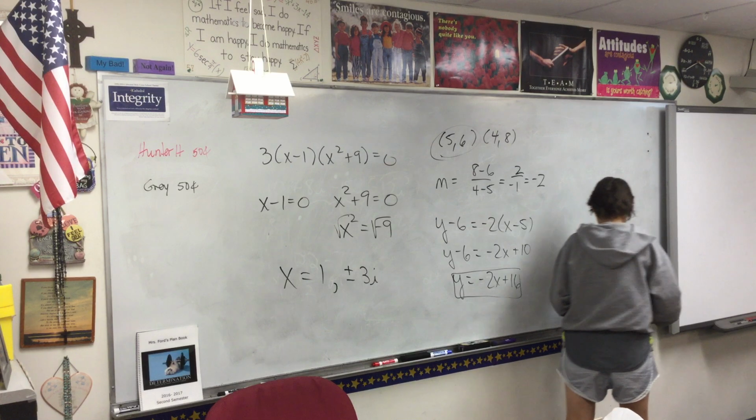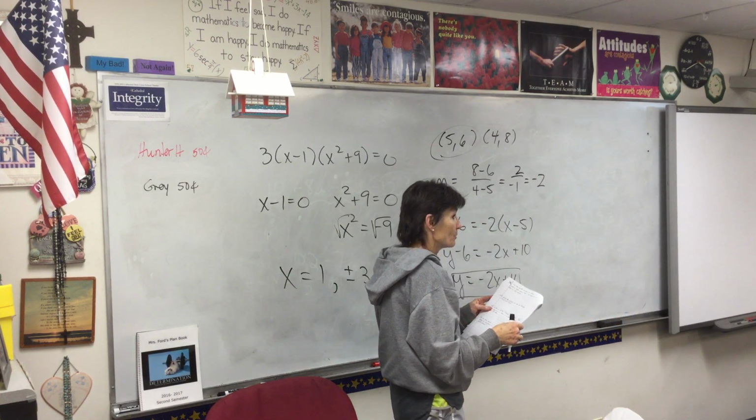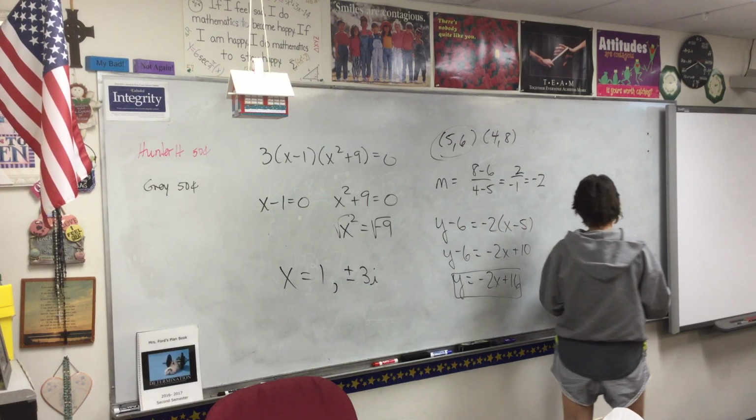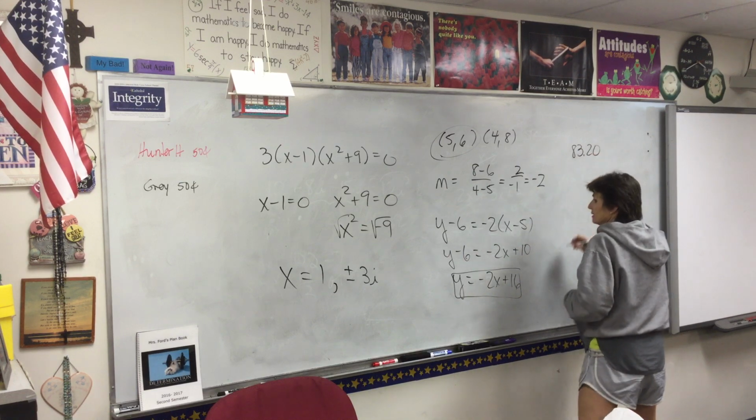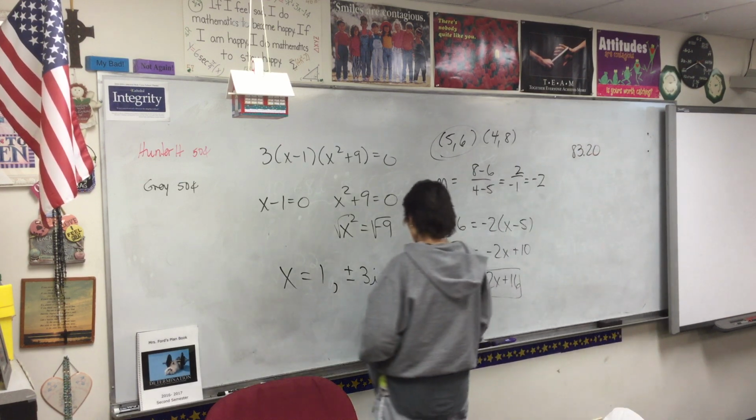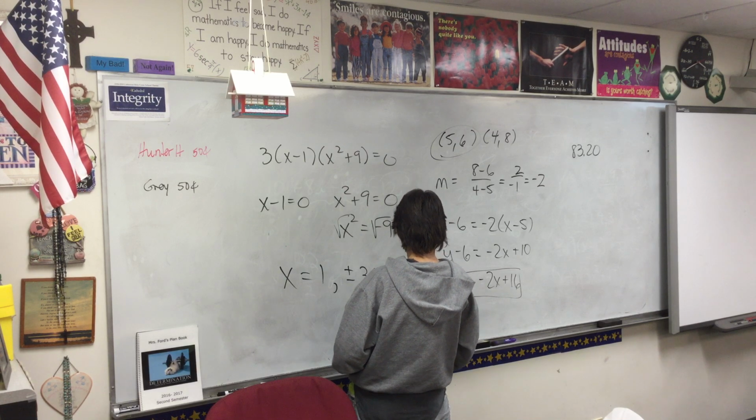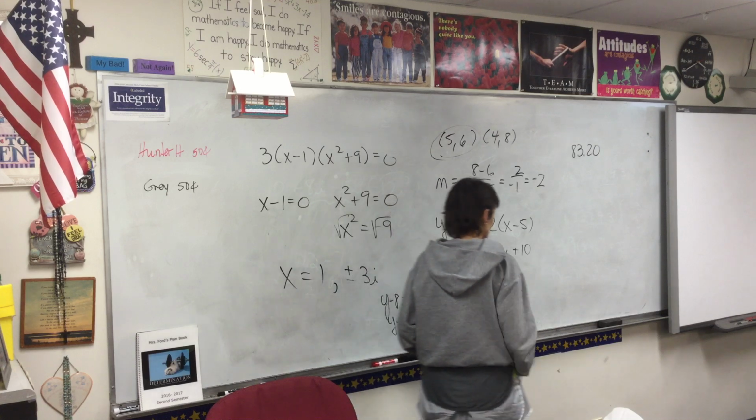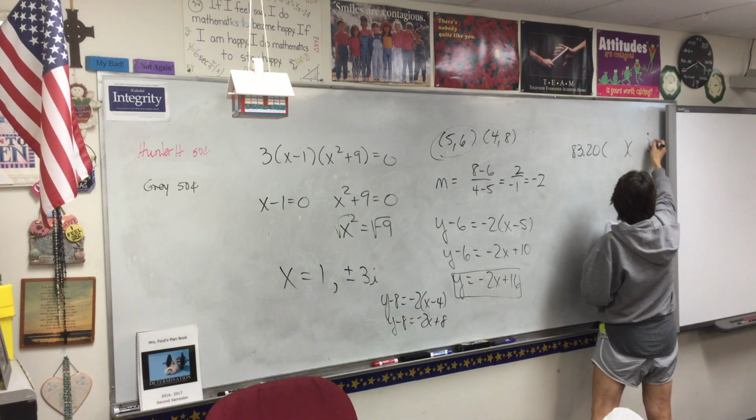This one, you picked 5 and 6, right? What if I pick 4? You get the same answer. It looks a little different, but you get the same answer. It would be y minus 8 equals negative 2, x minus 4. So y minus 8 equals negative 2x plus 8.